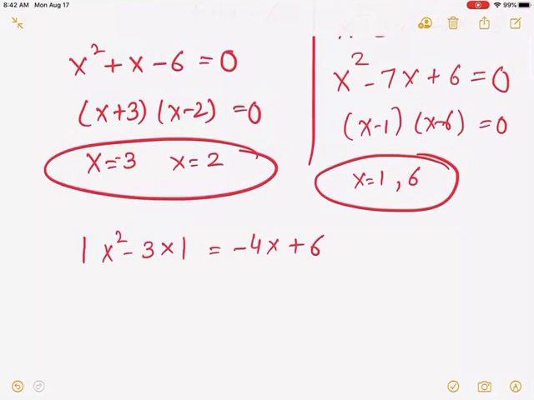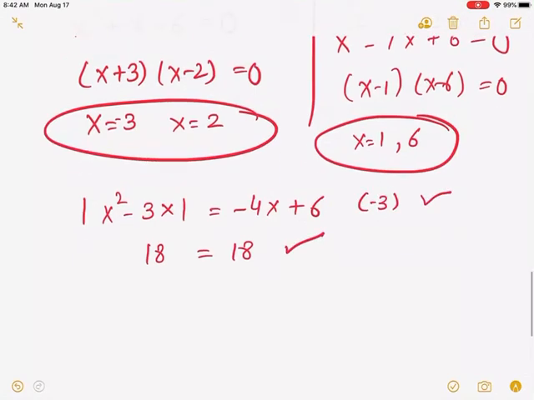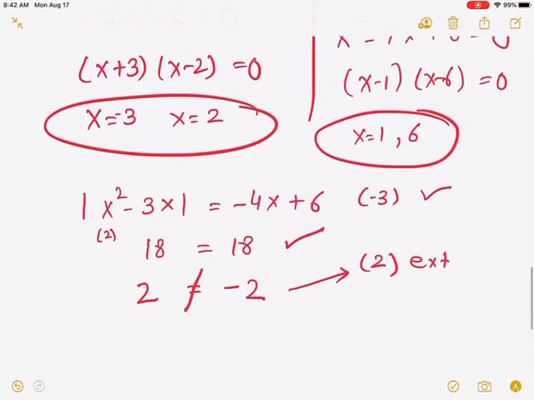If I plug negative 3 in there, this side is 18 and this side would also be 18. So that works. It works for negative 3. If I plug in 2, this side would be 2 and this side is negative 2. So that would not work. So 2 is not a solution. That would be an extraneous solution.